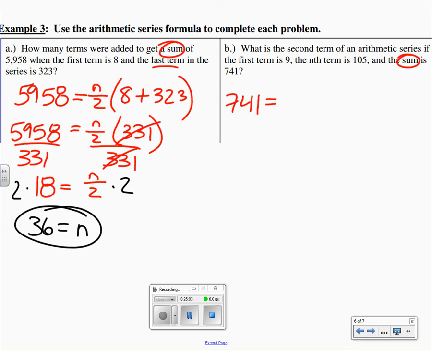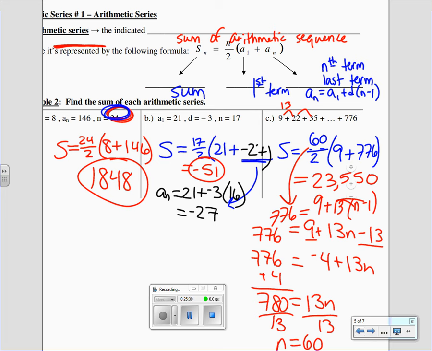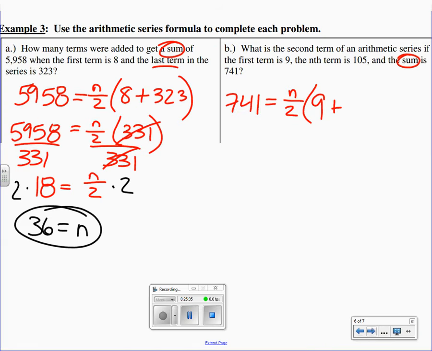Jessica, do we know what n is? 105 is the nth term, so we don't know n. Cole, do we know the first term? What is it? And Chase, do we know a sub n? So once again, guys, if you'll look back, a sub n is the nth term. It's also called the last term. So that's some of the terminology they use. So the nth term is 105. Okay.